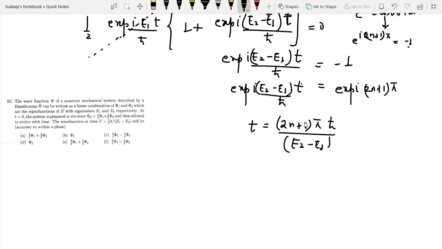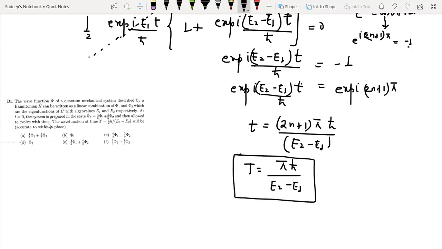And they've asked for the smallest time. So smallest time would correspond to n equals to 0. So the smallest time interval in which my states become orthogonal is pi h bar upon E2 minus E1. I hope this solves your problem. This is your problem from NET exam.